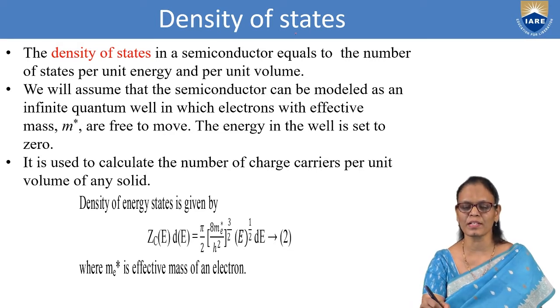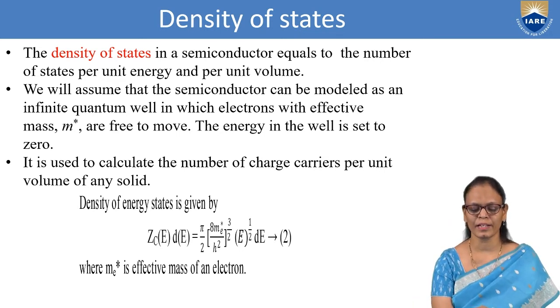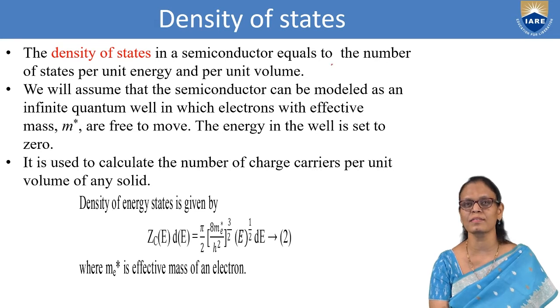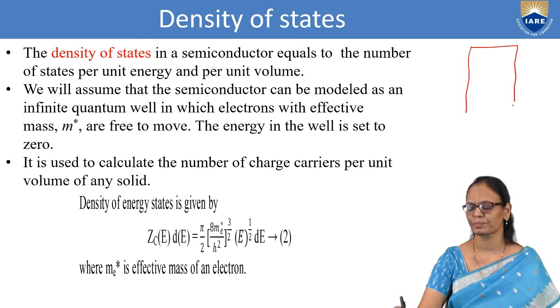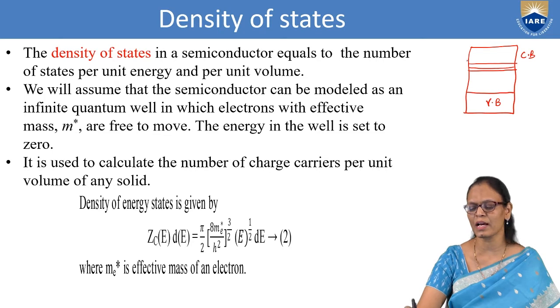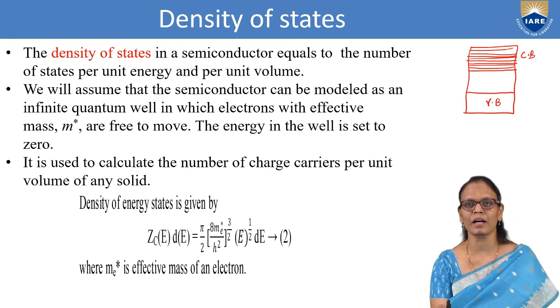For that we need to understand the density of states. So what is density of states? The density of states in a semiconductor is equal to the number of states per unit energy per unit volume. Here, this is the conduction band and this is the valence band. There are levels here, which we call states. How close they are spaced, that is the density of states, which is nothing but the number of states per unit energy per unit volume.